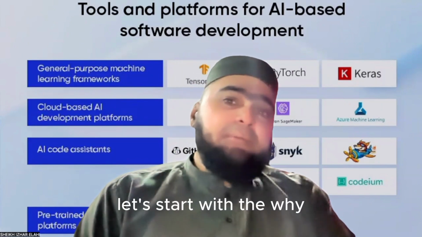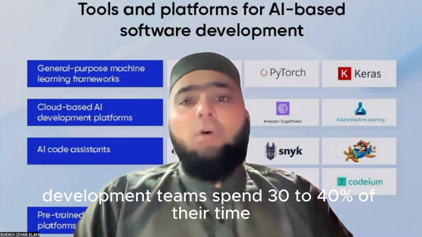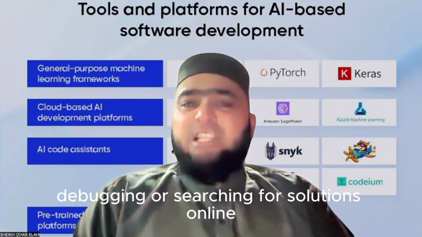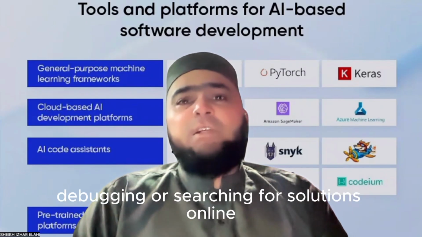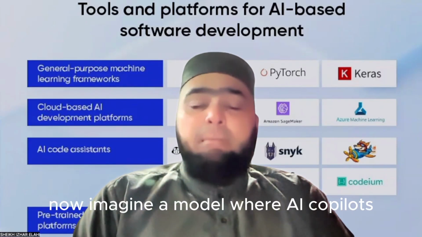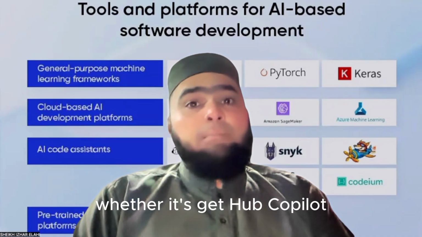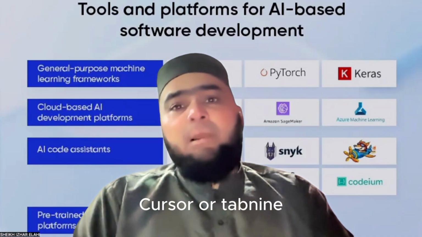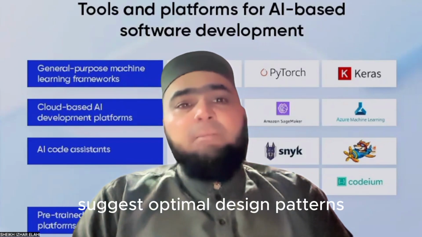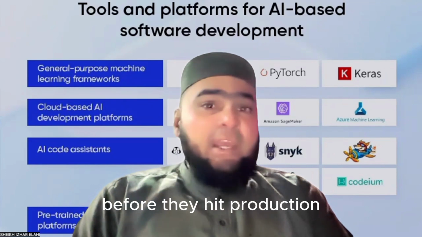Let's start with the why. Traditionally, development teams spend 30 to 40% of their time writing boilerplate code, debugging, or searching for solutions online. That's wasted energy. Now imagine a model where AI copilots, whether it's GitHub Copilot, Cursor, or Tabnine, automatically generate the boilerplate, suggest optimal design patterns, and even detect anti-patterns before they hit production.